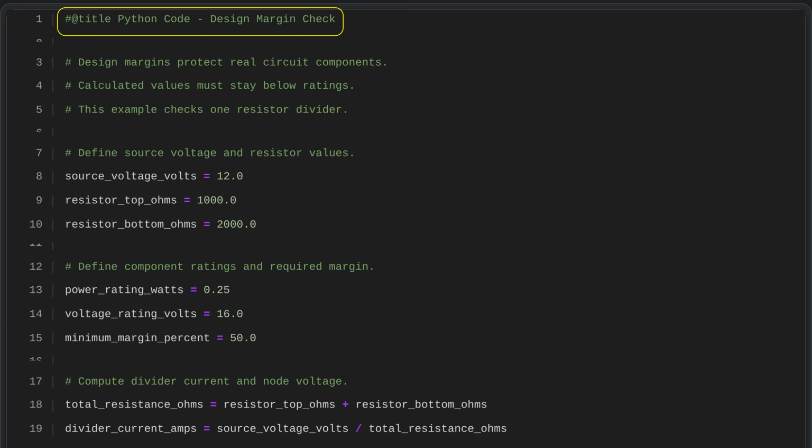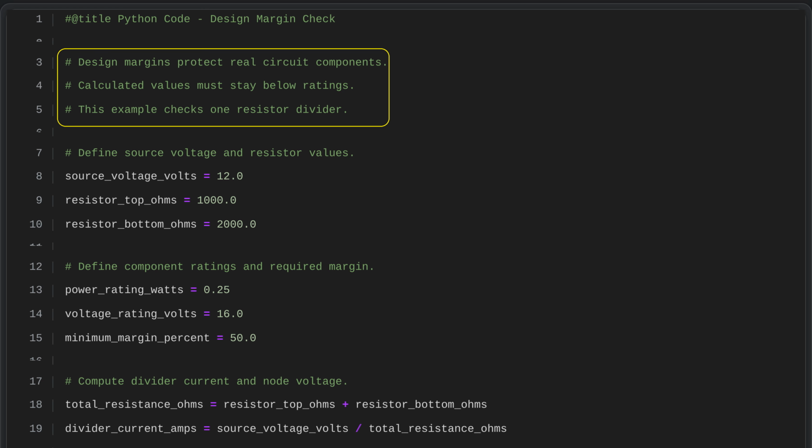Python code. Design margin check. Design margins help protect real circuit components by keeping calculated values below their ratings. This example focuses on checking a resistor divider for safe operation.